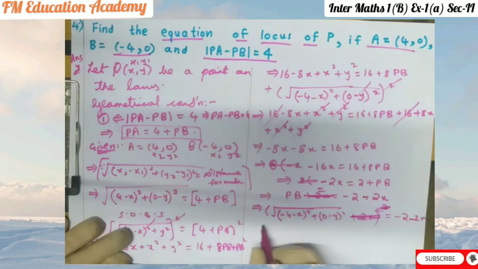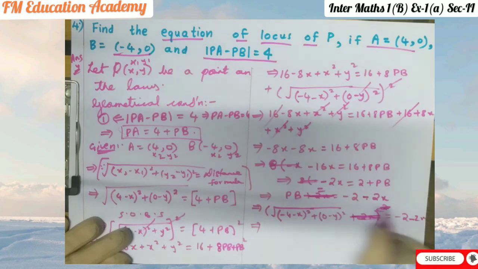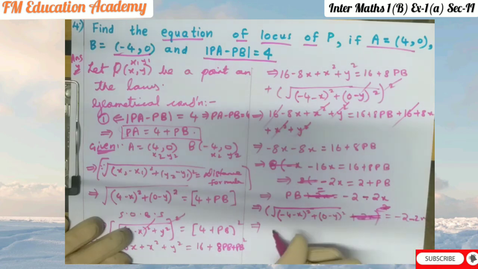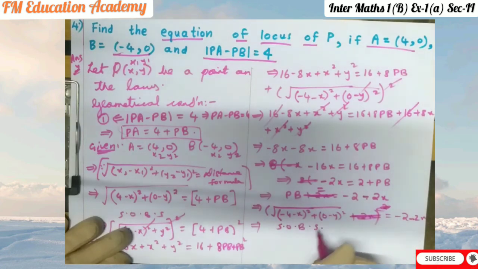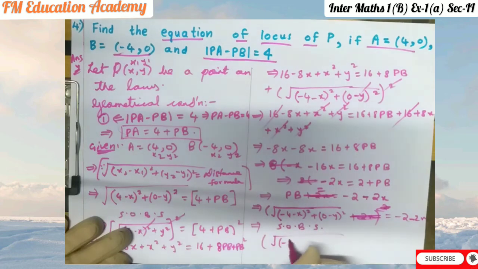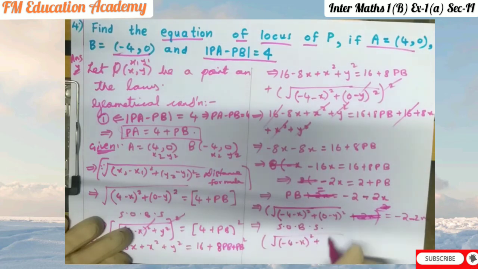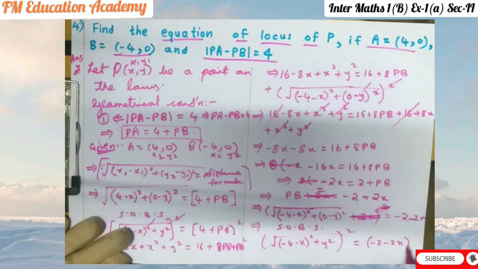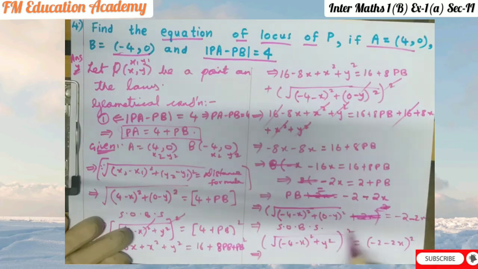Now we'll square on both sides. So what it becomes? Squaring on both sides, root of minus 4 minus x whole square plus 0 minus y square whole square is equals to minus 2 minus 2x whole square. Root and square will get cancelled. Same thing, 4 4s are 16, minus 2 into minus 4 is plus 8x plus x square plus y square is equals to, this is the form of a minus b whole square.